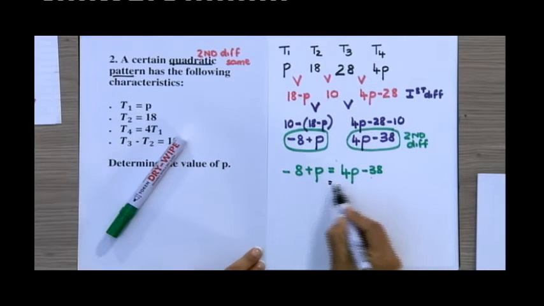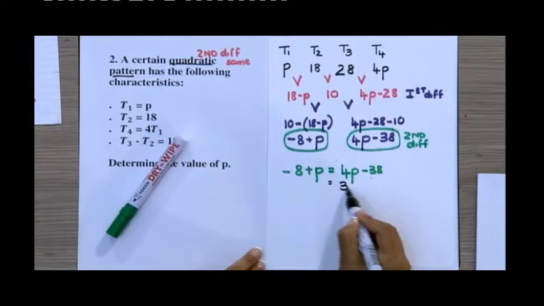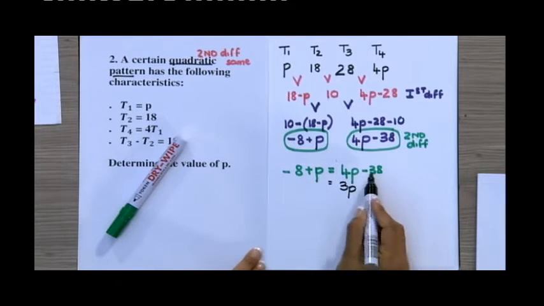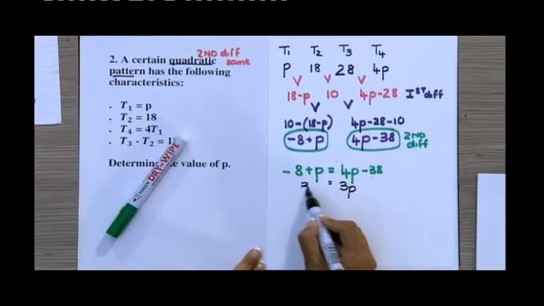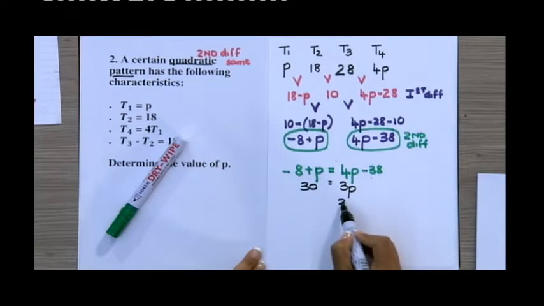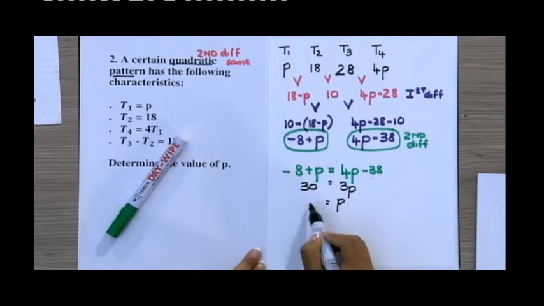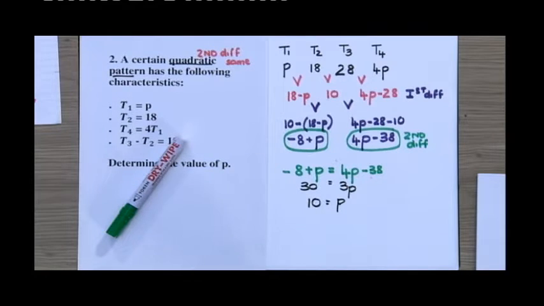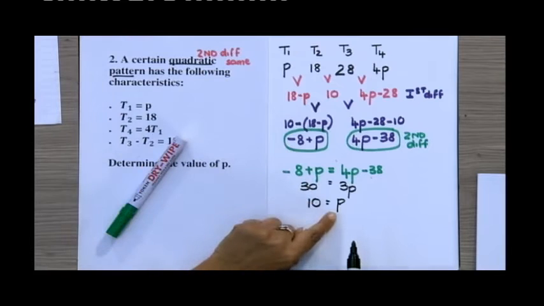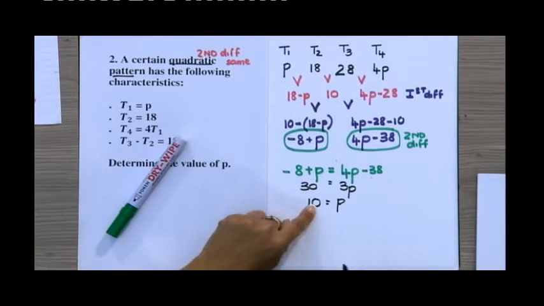I'm going to take this P across, so it's 4P minus that P gives me 3P. Negative 38 plus 38 is equal to 30. And then you're going to say P, 30 divided by 3 is 10. And there you have the answer. And you know what? We said P is 10, right? So you can quickly just check your answer.